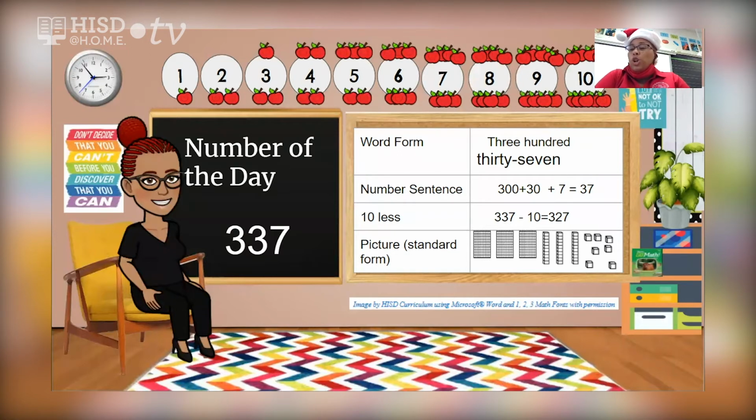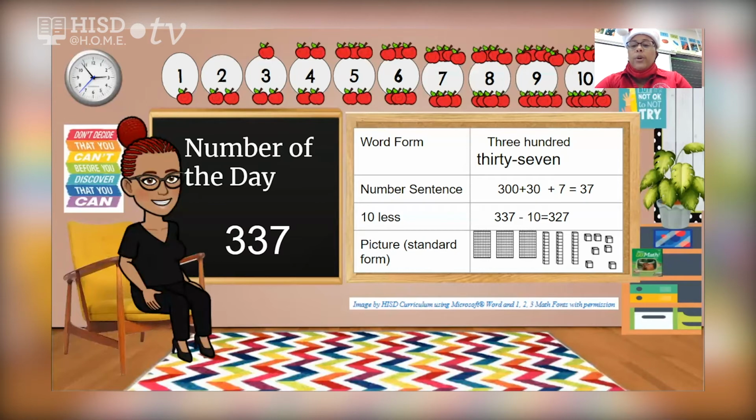And lastly, I showed you in standard form. Miss Ward used those place value blocks to represent the number 337. So you see 300s, 100, 200, 300, 310, 320, 330, and 7 ones.